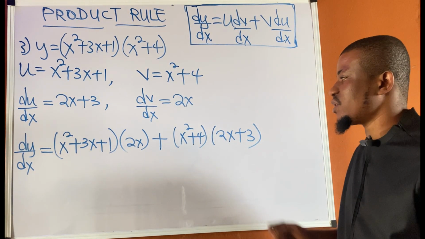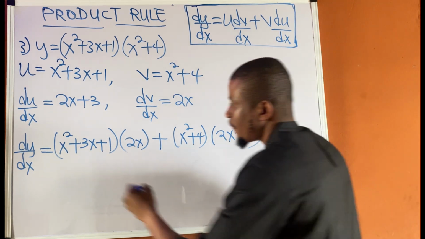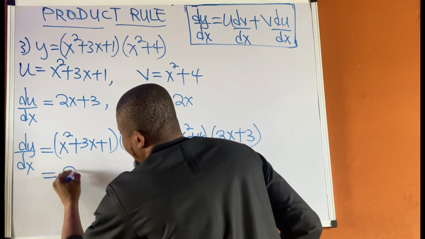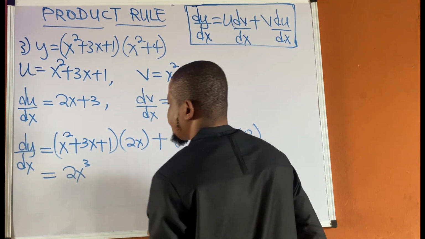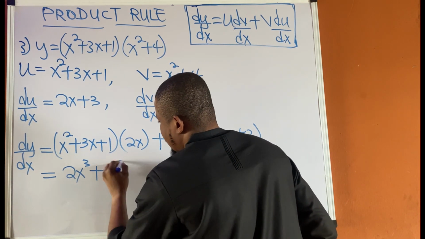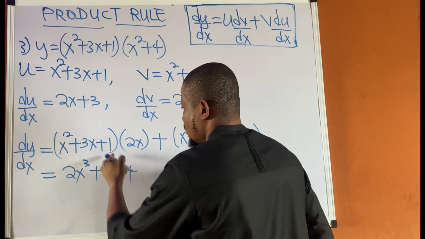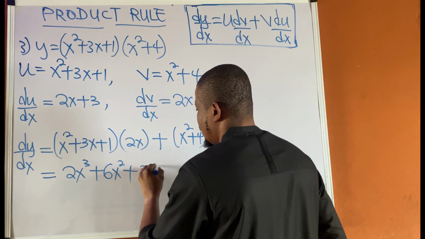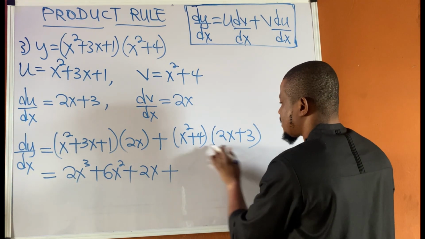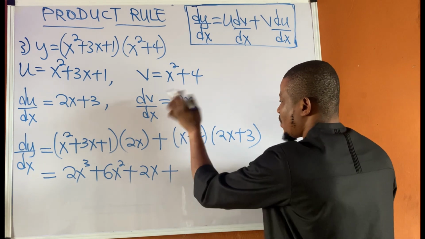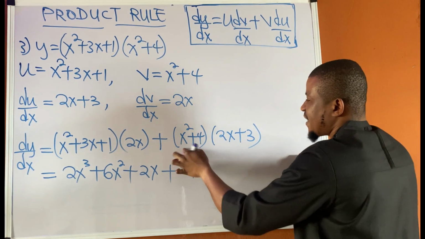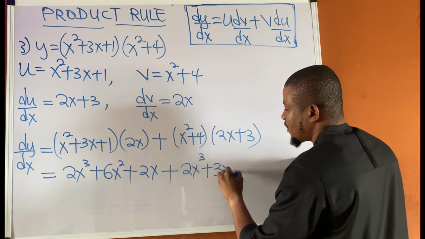The next thing we can just do is to simplify. Open up the bracket. From here, we have x squared times 2x, we have 2x cubed. Plus 3x times 2x, we have 6x squared. Plus 1 times 2x, we have 2x. Now on this part, we need to open up this bracket too. We'll distribute this into this second bracket. x squared times 2x, we have 2x cubed. x squared times 3, we have 3x squared.